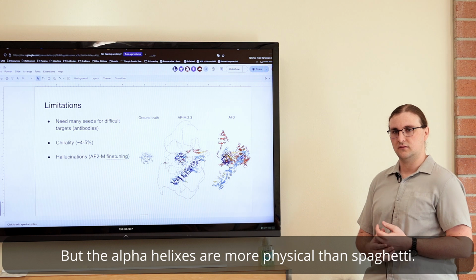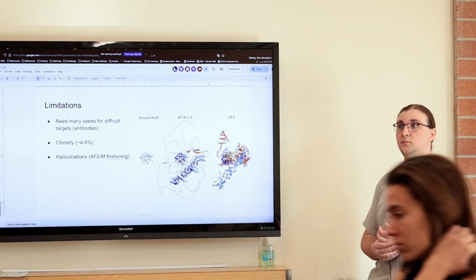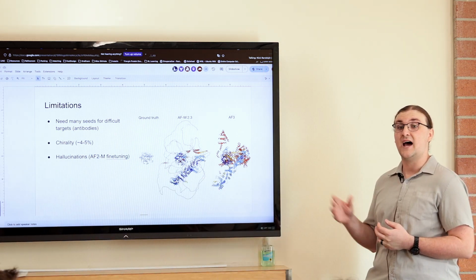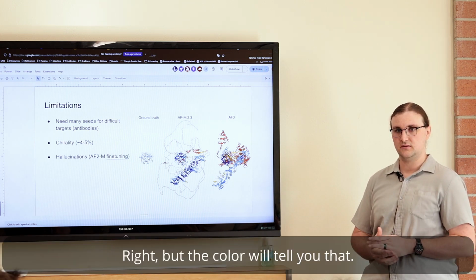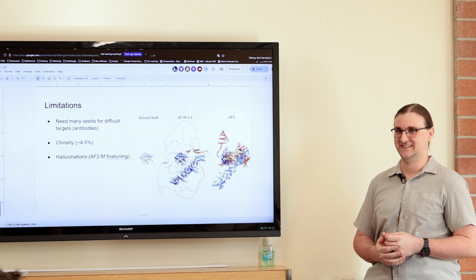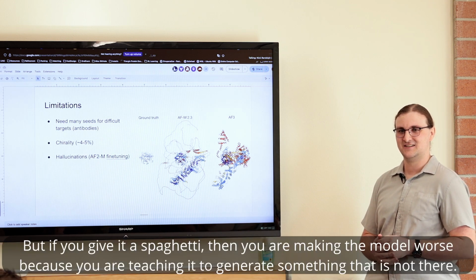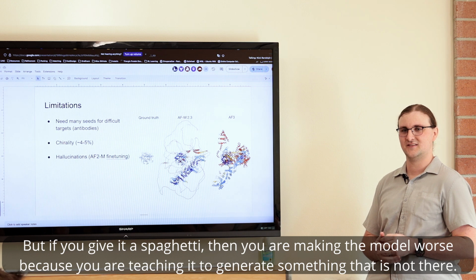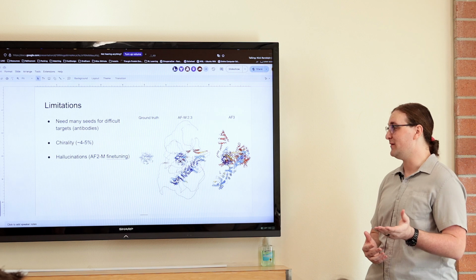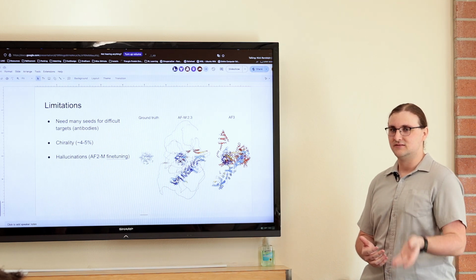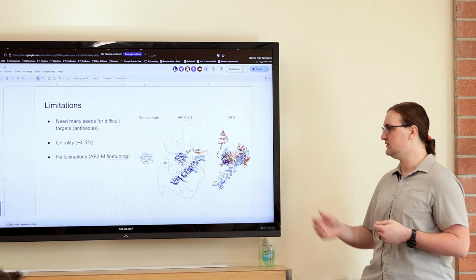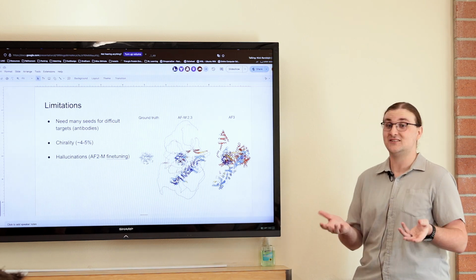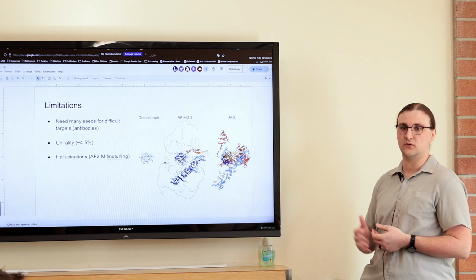But the alpha helices are more physical than a spaghetti. That's true, but it's very misleading. Because now you'll have the idea that these are alpha helices when you really have no idea what they should be. Right, but the color will tell you that. But you have to look at the color. Exactly. But if you give it a spaghetti, then you're making the model worse because you're teaching it to generate something that does not fit. That is a problem too. So whether this is the best tactic to combat the hallucinations of these structured regions when they shouldn't be structured, it's hard to say, but that's what they went for.